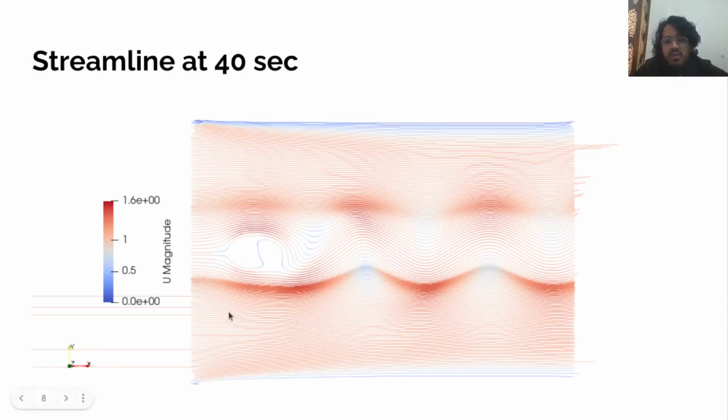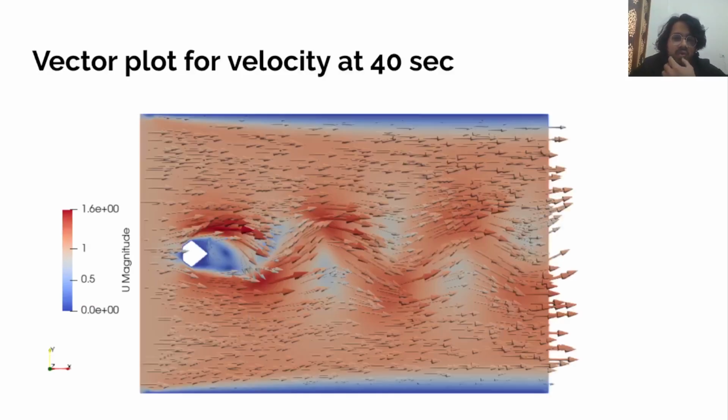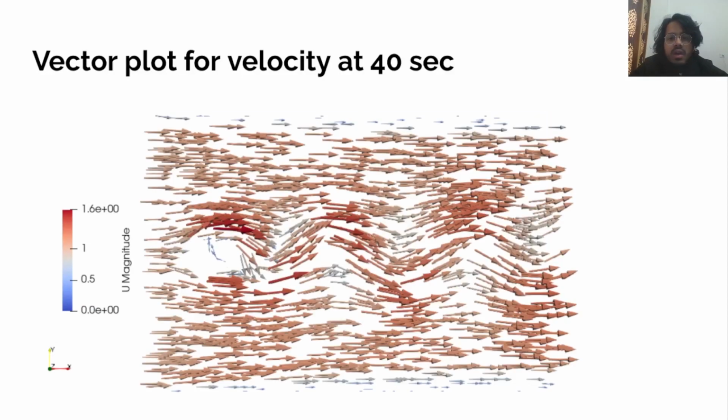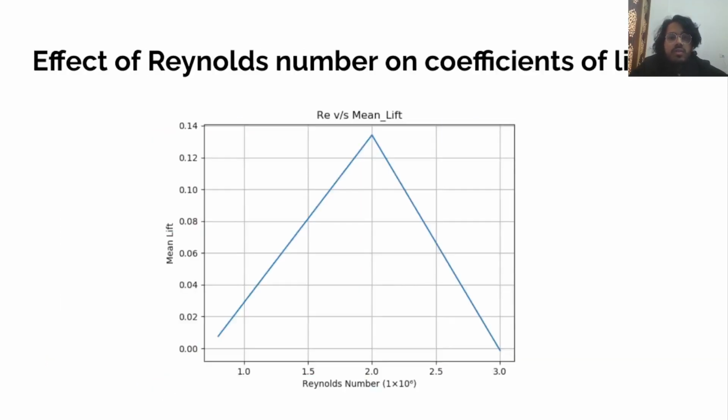Streamline at 40 seconds, I have also shown how we can draw the streamlines in the Paraview software. Next is vector plots, how to make vector plots in the software. Next is the effect of Reynolds number on the coefficient of lift. The coefficient of lift actually makes a peak near the 2 into 10 raised to power 6 Reynolds number, and then gives a decline to 3.